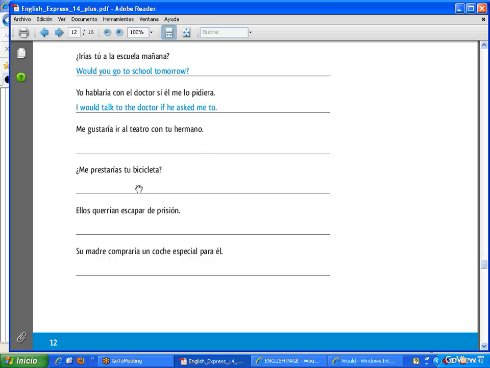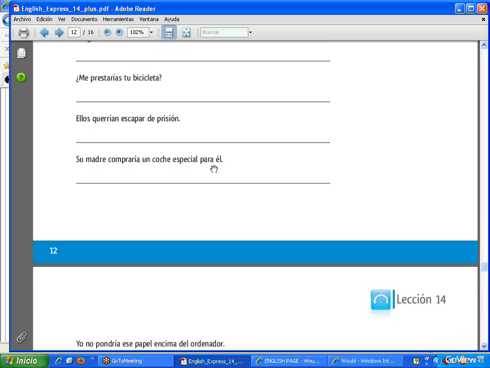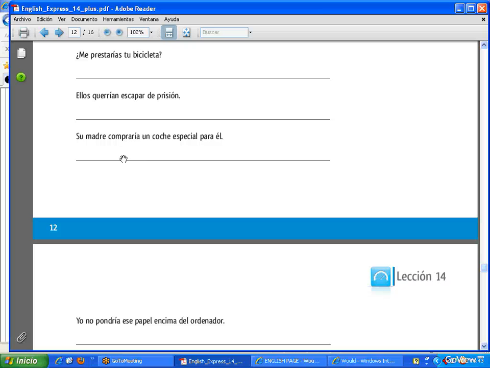Okay? They would like to escape from prison. Okay? His mother would like to buy a car especially for him. Would like to buy, compraría. Okay, I would not put that paper on top of the computer. I wouldn't put that paper on top of the computer. Okay?